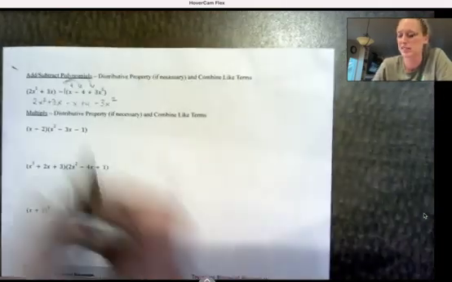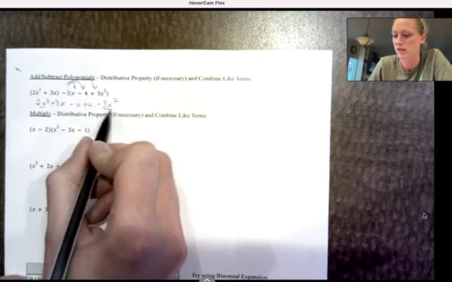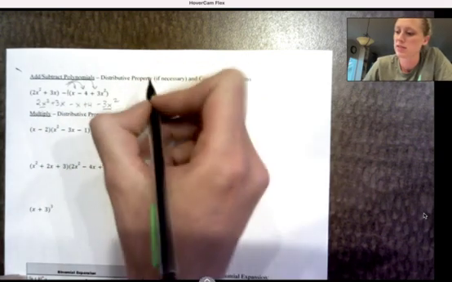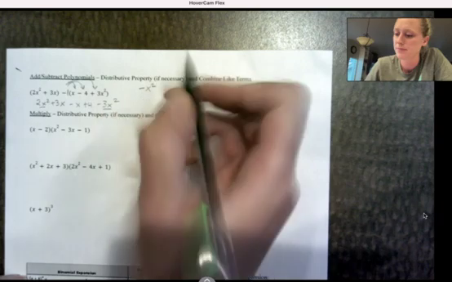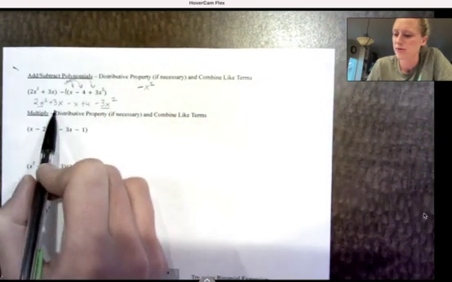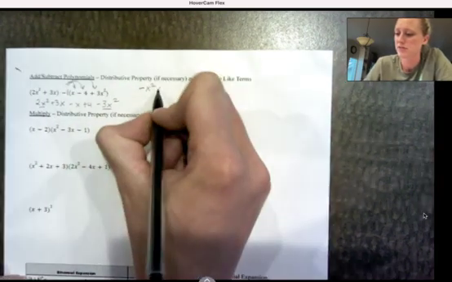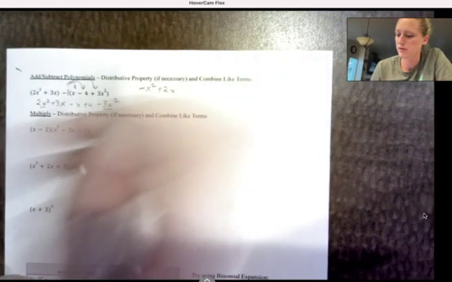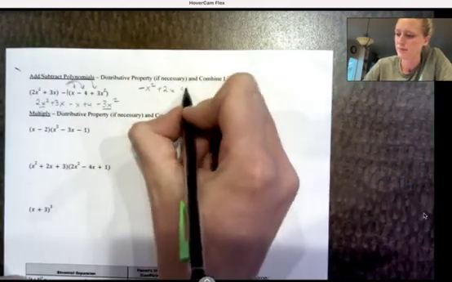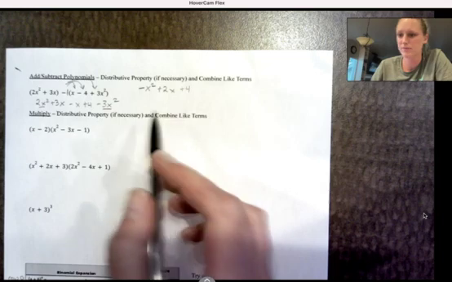So I'm going to start with the highest exponent, so I'm just putting it in standard form already. 2x squared minus 3x squared is a -x squared. 3x minus x is positive 2x. And then plus 4, now that's in standard form. Okay?